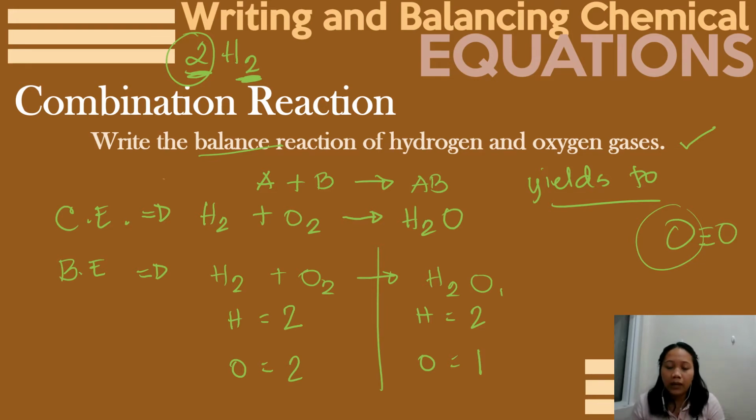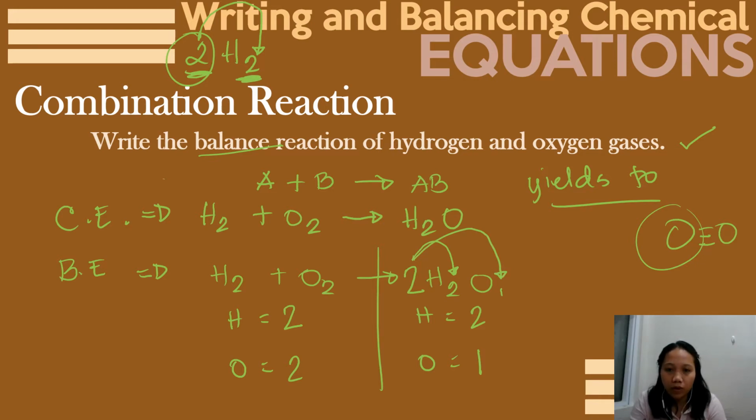Hindi siya pwedeng mawala. So in this case, if you will be having this chemical equation, that means may nawalang isang oxygen, and hindi yun pwede. Okay, following the law of conservation of mass, you need to make sure that you have 2 oxygen. So you have to multiply it here by 2. Okay, this numerical coefficient that we have here has a distributive property. Remember, in mathematics, you have to distribute the number of your numerical coefficient to the subscript. That is the same in chemistry. So you have to distribute this 2 here to the subscript of your hydrogen and to the subscript of your oxygen as well. And that is 2.